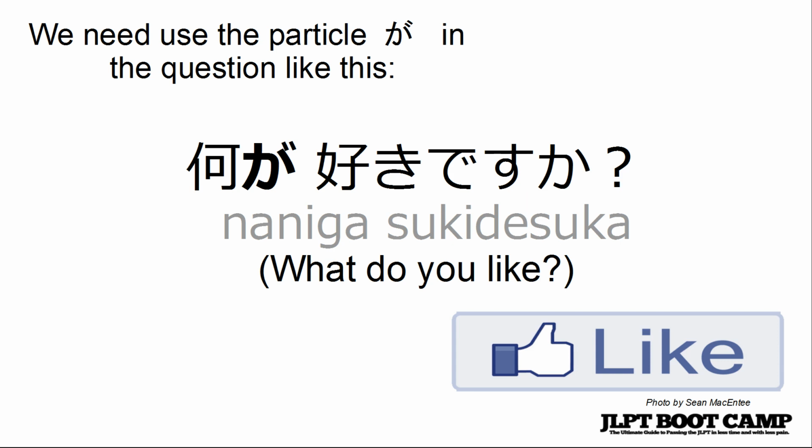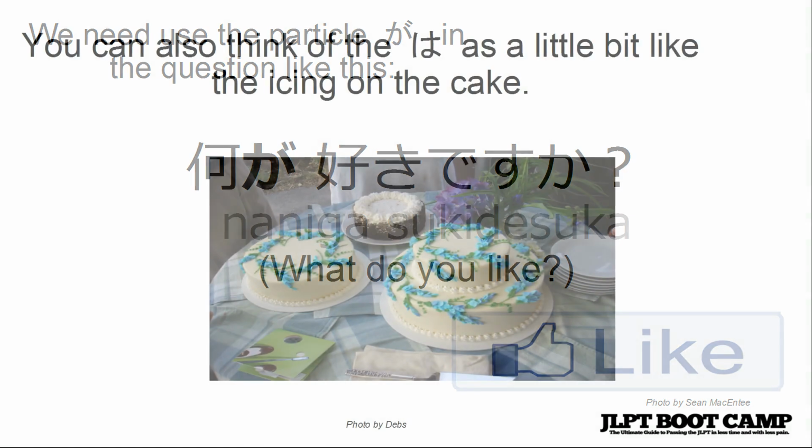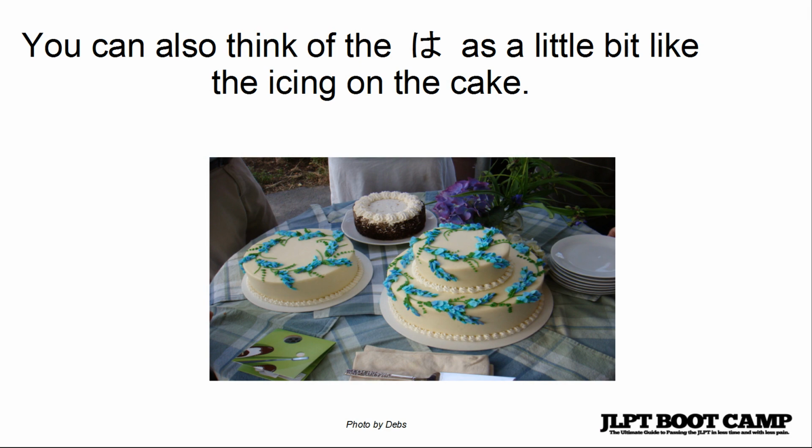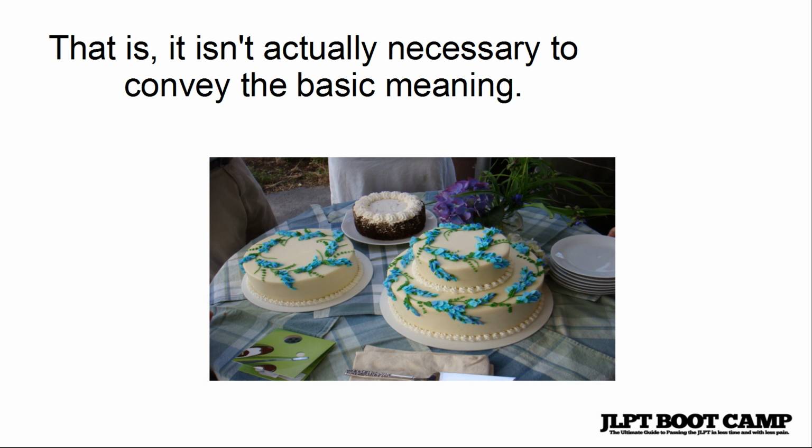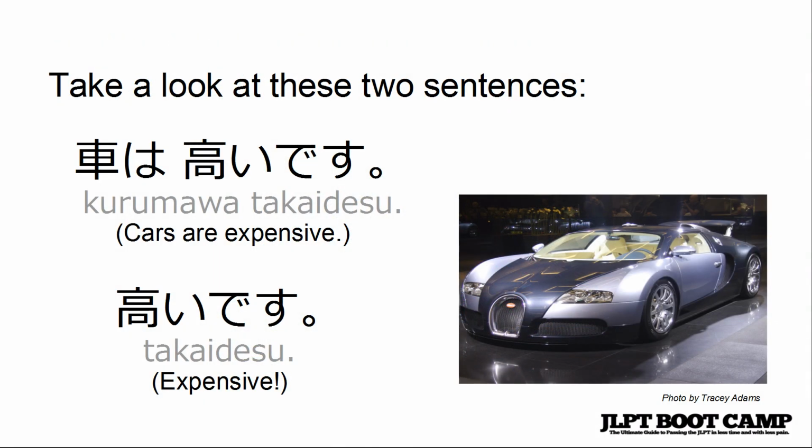What do you like? And for the wa particle, you can also think of it as a little bit like the icing on the cake. That is, it isn't actually necessary to convey the basic meaning of the sentence. So, for example, let's take a look at these two sentences. Kuruma wa takai desu. So, this means cars are expensive. All cars are expensive.